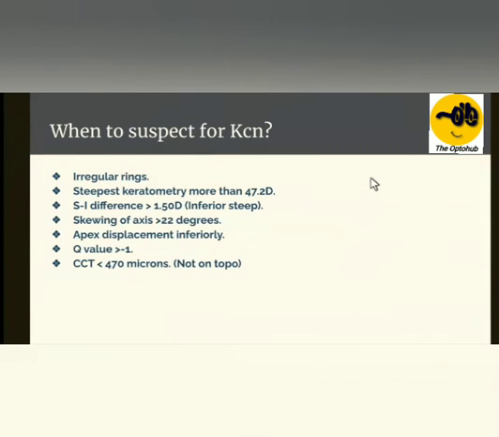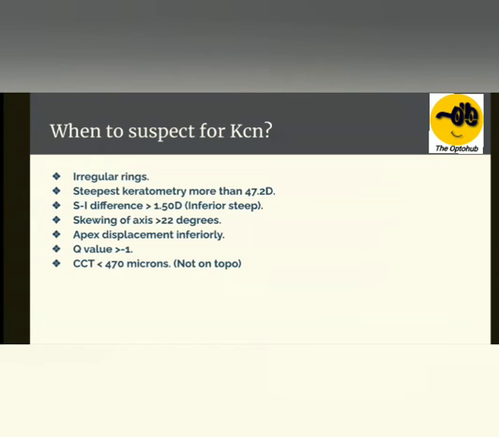Now, when do we suspect keratoconus? Topographer, as I told you, is widely used for diagnosing ectatic disorders. So, number one, the rings images, when we see that they are irregular. Secondly, the steepest keratometry is more than 47.2 diopters all around the cornea. It's not just in the central 3 millimeters, but around the cornea. Superior inferior difference is more than 1.5 diopters when it is an inferior steep pattern.